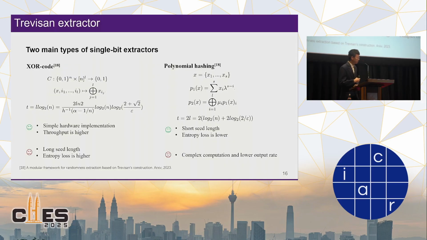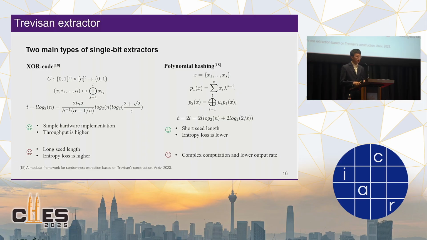There are two main types of single bit extractors used in the Trevisan extractor. The first is XOR code, and the second is polynomial hash. The XOR code is very simple. It takes L bits from the input according to the random seed and performs bitwise XOR to get the single output bit. But the polynomial hash is more complex.